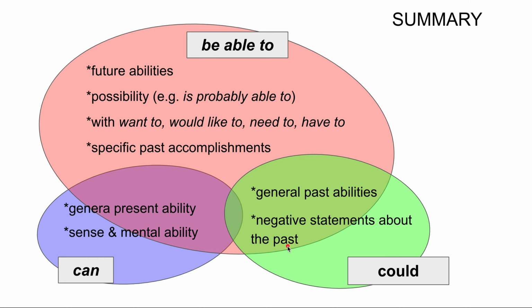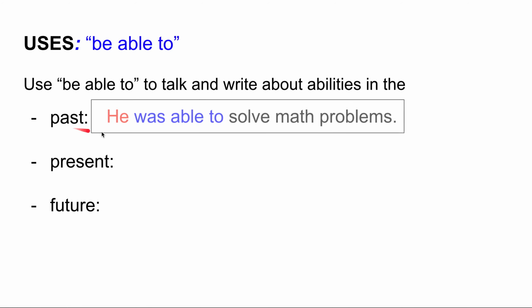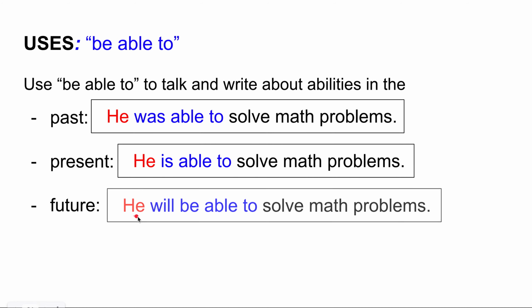Okay, so let's look at some examples very quickly. We can use be able to talk and write about abilities in the past, in the present, and the future. For example, past: he was able to solve math problems. Present: he is able to solve math problems. And future: he will be able to solve math problems.